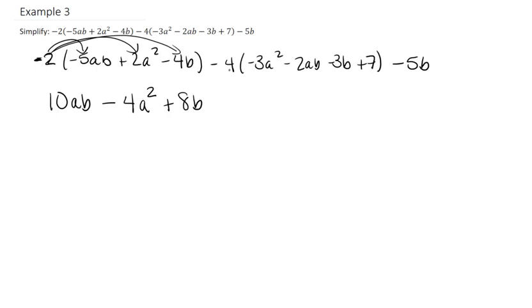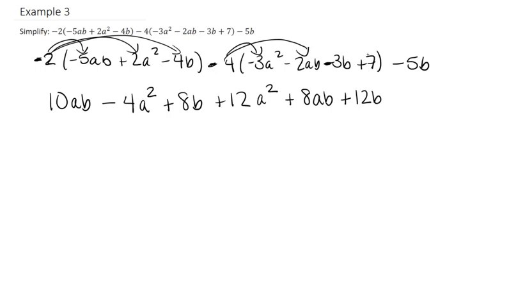Now we have this 4 here, and we have a negative. So we need to go ahead and distribute the whole thing. So we have negative 4 times the first term. So negative 4 times negative 3 is plus 12a squared. Now we have negative 4 times negative 2ab. So that's plus 8ab. Then we have negative 4 times negative 3. So that's plus 12b.